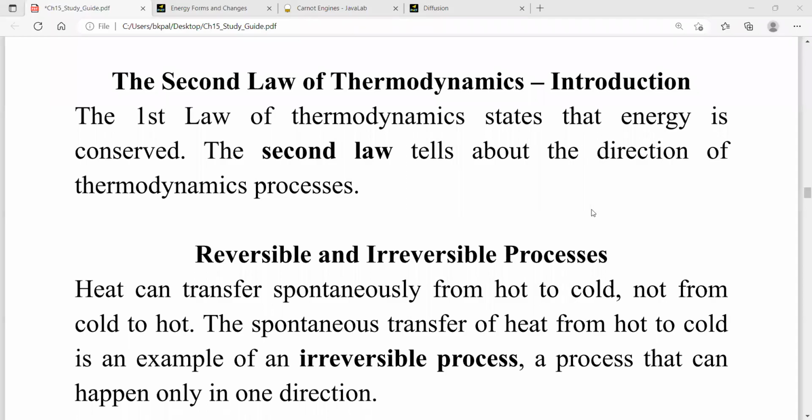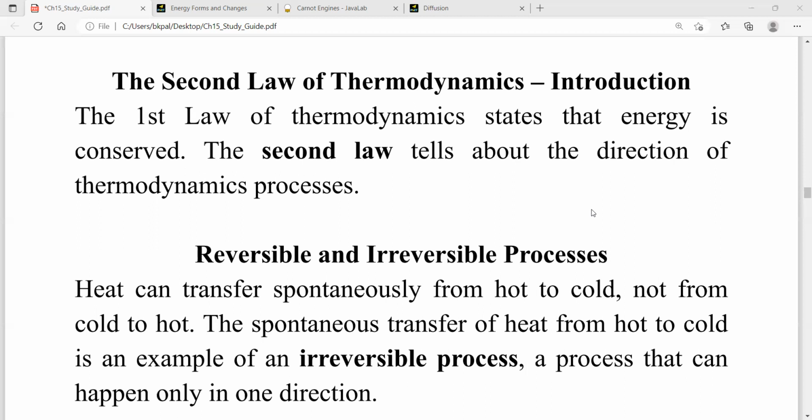All right, so let me start the second law of thermodynamics. In the last lecture, you learned about the first law of thermodynamics and then some thermodynamic processes. So today you are going to learn the second law of thermodynamics. The first law of thermodynamics tells about the conservation of energy. And the second law basically tells about the direction of the thermodynamic processes.